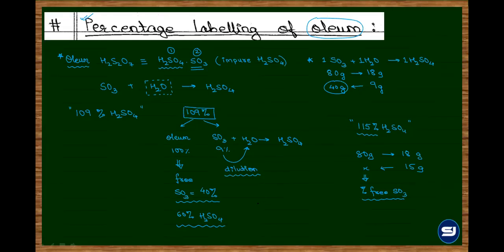Are you clear with this? Yes, sir. So अगर कोई question percentage labeling of oleum पे आता है, trick is excess percentage is the water का amount which is to be compared with SO3 by unitary method and find out the percent of free SO3 available. That's it. Clear on this? Yes, sir.